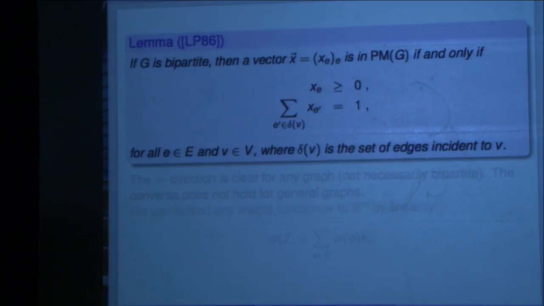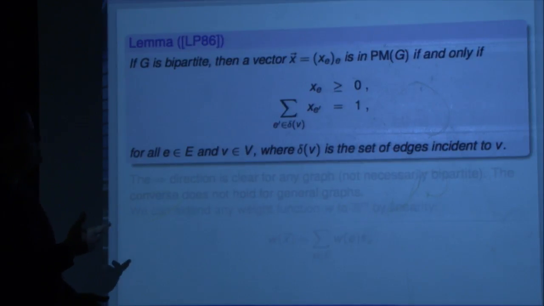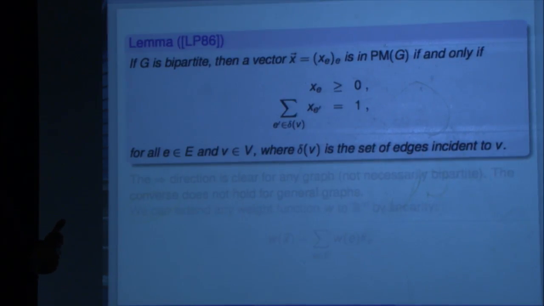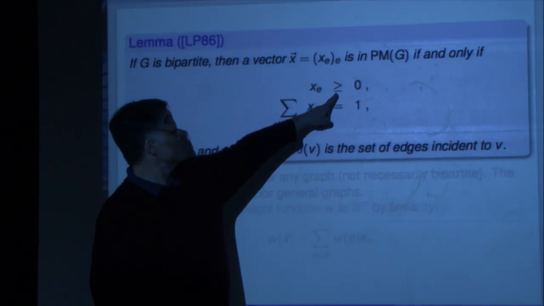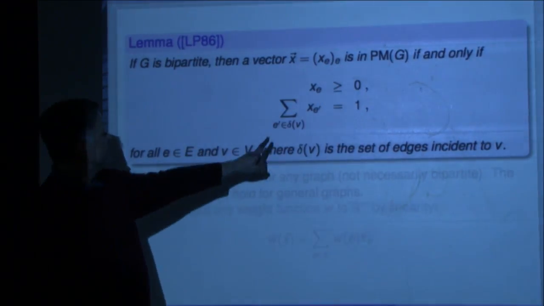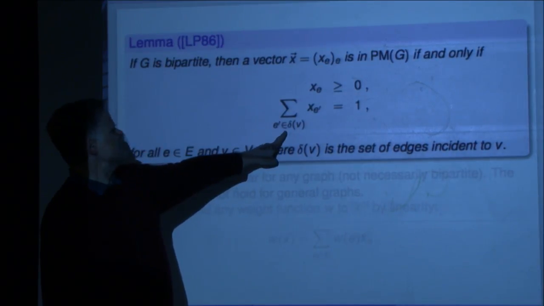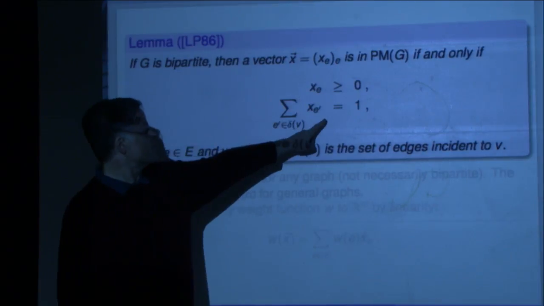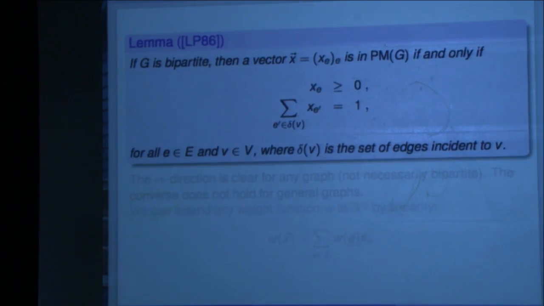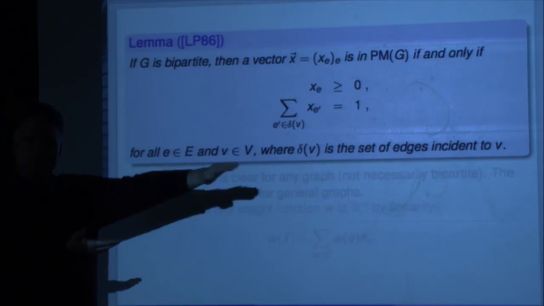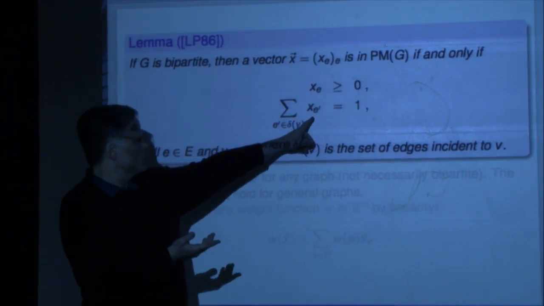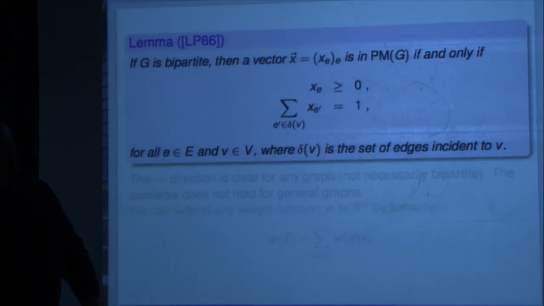So there's a well-known result, I'm not sure who actually proved this first. It's in Lovász and Plummer. If G is bipartite, then you can characterize this polytope with these linear constraints. So a vector x is in this polytope if and only if all the components have to be at least zero, and if you take any vertex and look at the edges incident to that vertex, they sum up to one. Now, if x corresponds to a perfect matching, then it clearly satisfies this, because every vertex is going to have exactly one edge coming out of it. So one of these terms will be 1 and the rest will be 0. And of course, all the entries are 0 and 1.